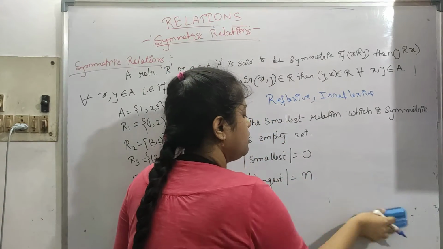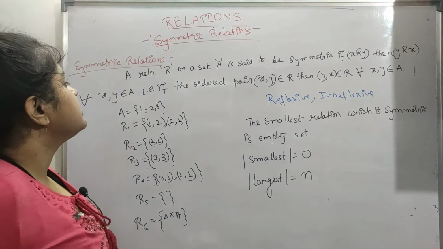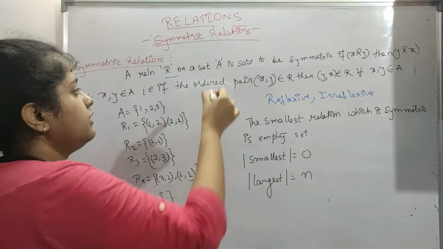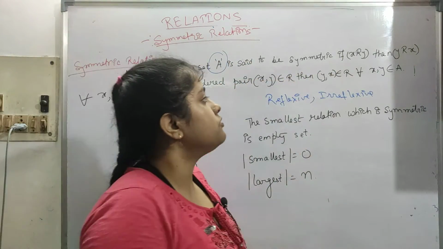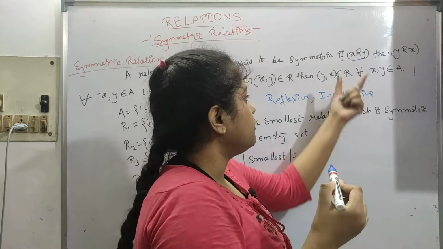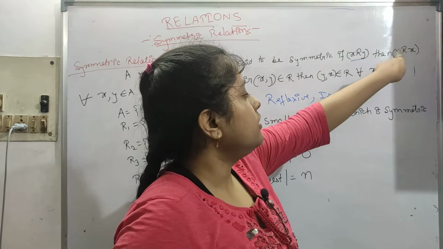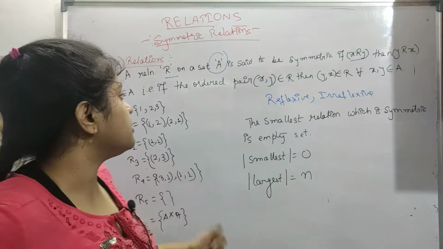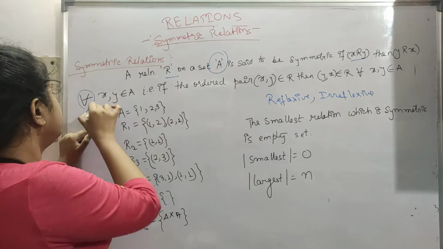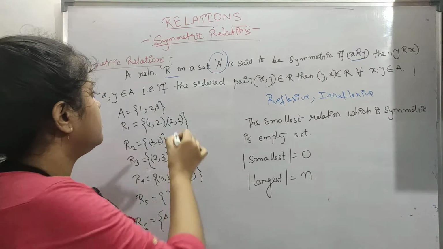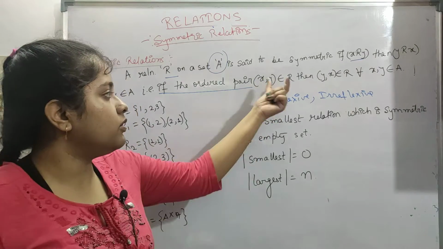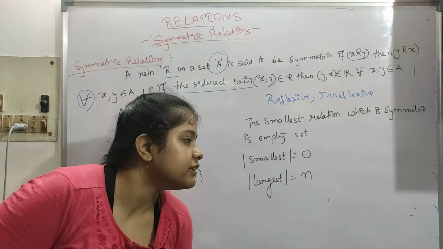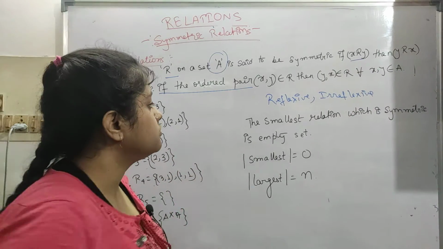So now let's move on to symmetric relations. A relation R on a set A, where A is our set, is said to be symmetric if X is related to Y, then Y is related to X. If this is there, then the opposite one has to be there, for all X and Y belonging to A. That is, if the ordered pair (X, Y) belongs to R, then (Y, X) belongs to R. Now let's see some examples, then it will be clearer to you.